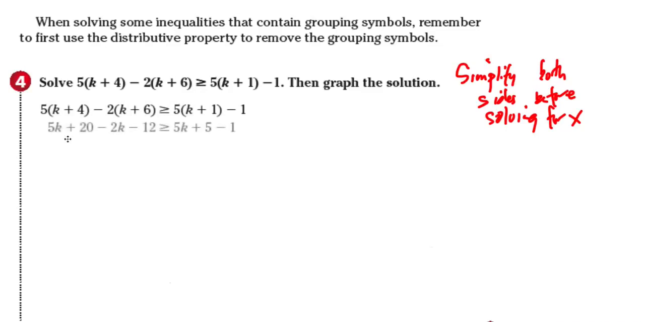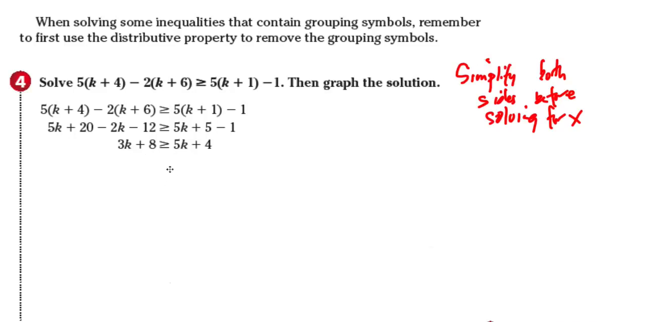Using the distributive property for this one, we end up with 5k plus 20 minus 2k minus 12 greater than or equal to 5k plus 5 minus 1. Parentheses is gone. Remember, an expression is in simplest form when there are no parentheses and no like terms. That's what we want to do. So we still have like terms, so we simplify further. 5k minus 2k is 3k, 20 minus 12 is 8, and 5 minus 1 is 4, so you have 3k plus 8 is greater than or equal to 5k plus 4.